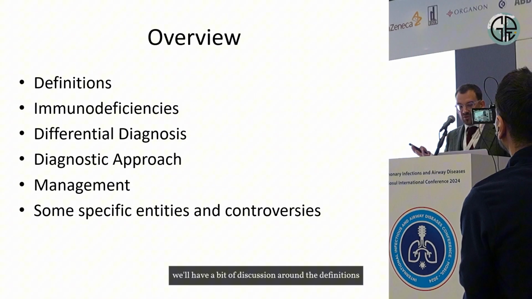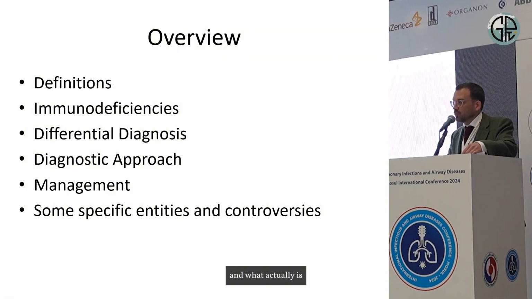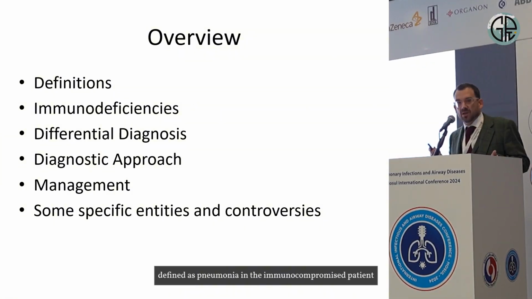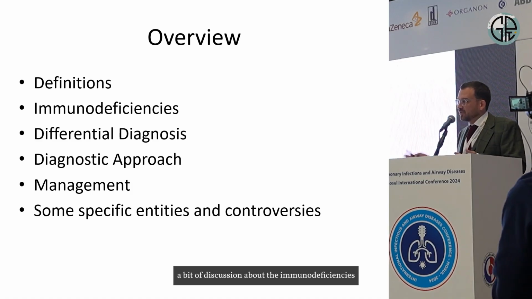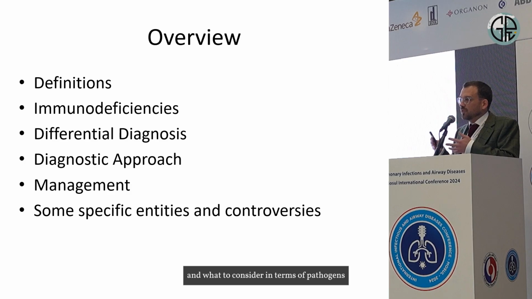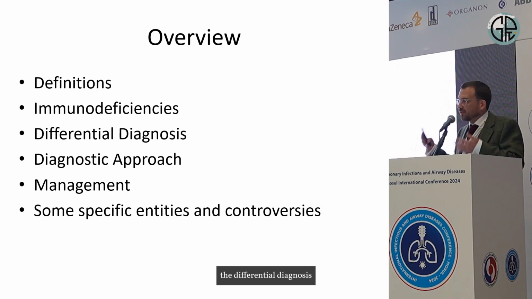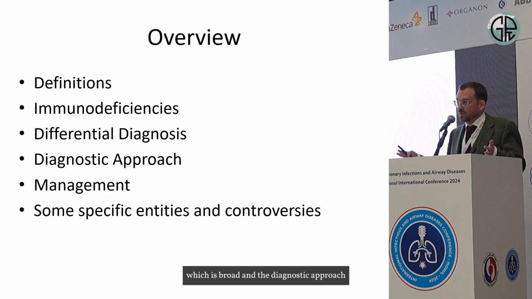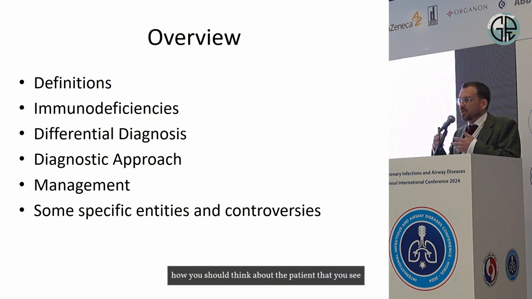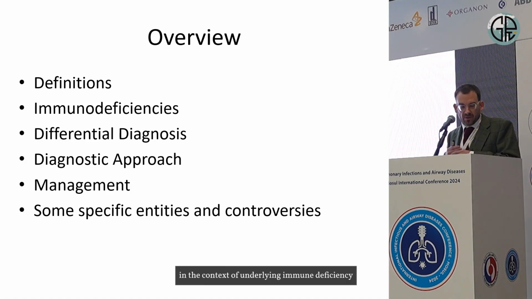So we'll have a bit of discussion around the definitions and what actually is defined as pneumonia in the immunocompromised patient, a bit of discussion about the immunodeficiencies and what to consider in terms of pathogens that are associated with particular aspects of immunodeficiency, the differential diagnosis, which is broad, and the diagnostic approach, how you should think about the patient that you see who has pneumonia in the context of underlying immunodeficiency.